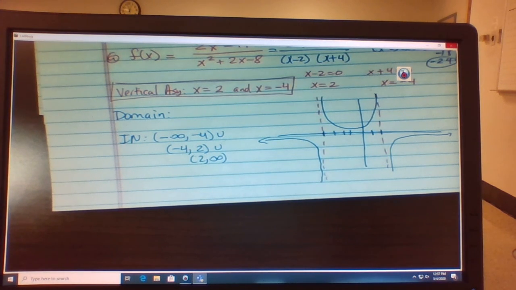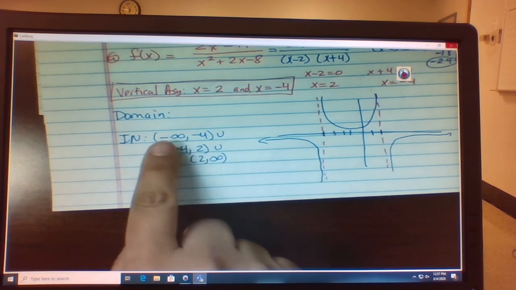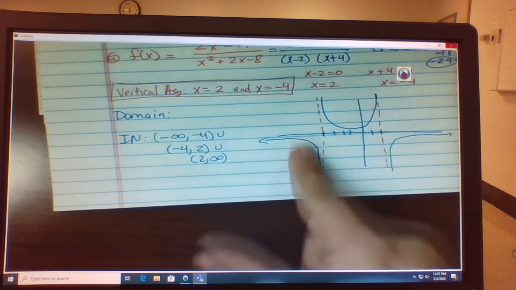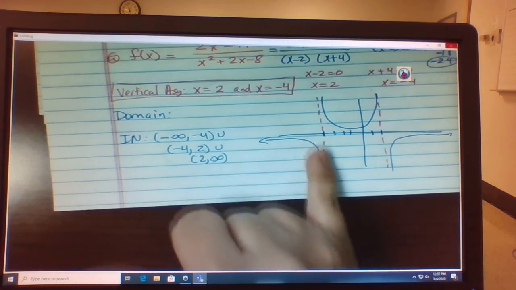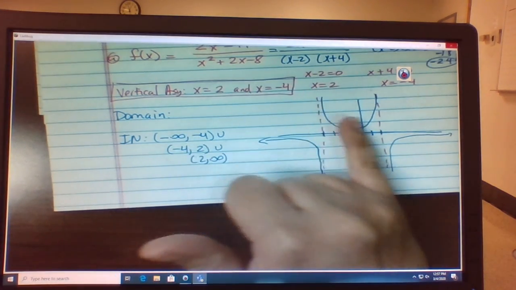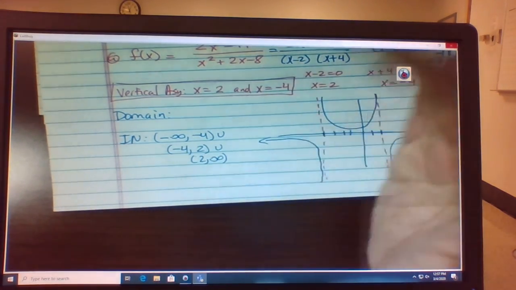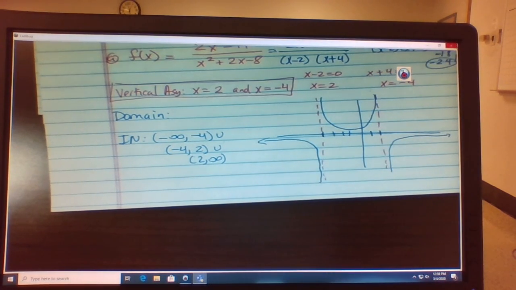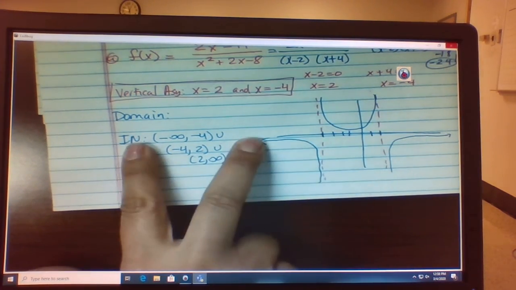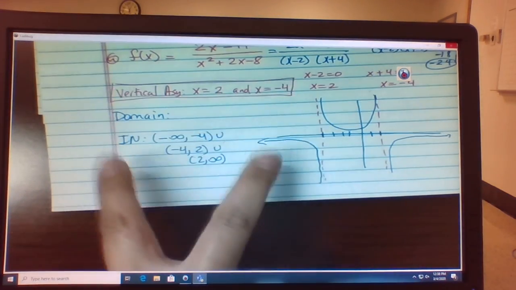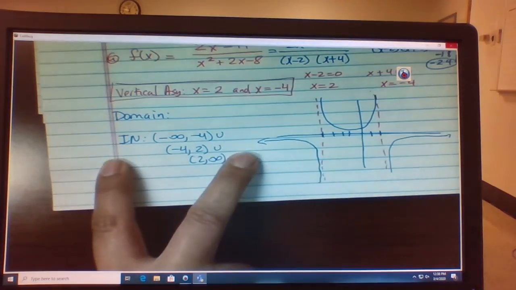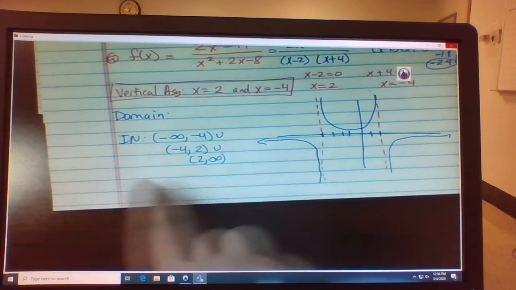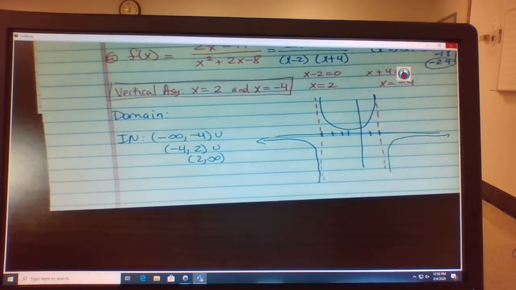Yes? So what's the domain again for this one? Negative infinity to -4. So this part of the graph goes from negative infinity to -4. This part of the graph goes from -4 to 2. It's between those two, and this one starts at 2 off to positive infinity. That's also the domain. This is your domain. Your vertical asymptotes and your domain go hand in hand. This tells you basically the numbers that cannot be part of your domain. Those are your vertical asymptotes.